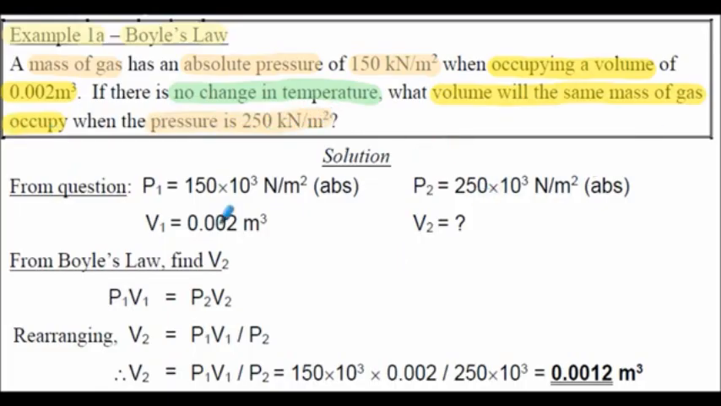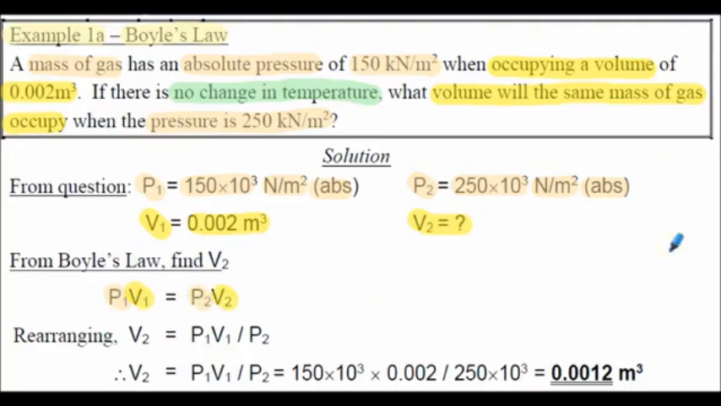So firstly, let's extract the information from the question. Initial pressure labelled P1, 150 kilonewtons per meter squared, so that's 150 times 10 to the 3 newtons per meter squared, absolute pressure. And the final pressure P2, 250 times 10 to the 3 newtons per meter squared, again absolute pressure. Given the initial volume, labelled V1 here, as 0.002 meters cubed, we've got to find the final volume labelled V2. So from Boyle's law, P1 V1 is equal to P2 V2.